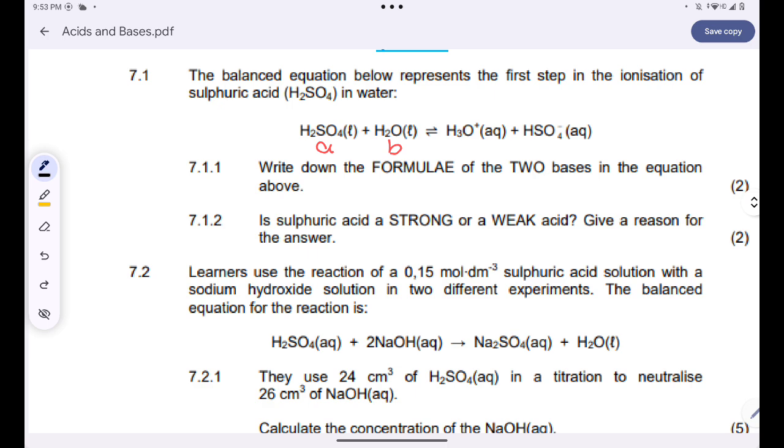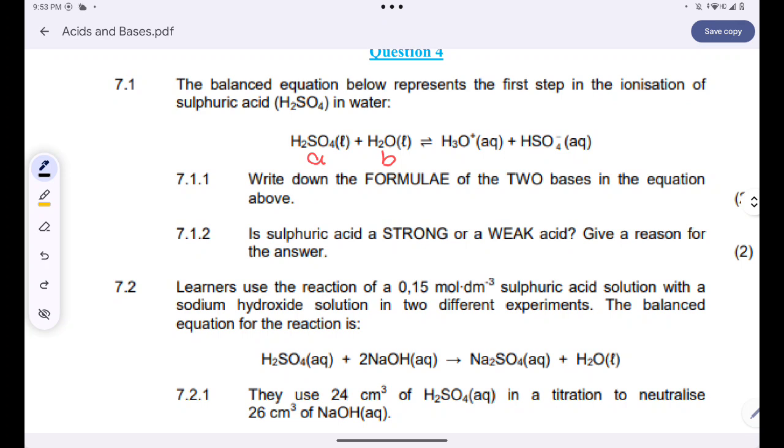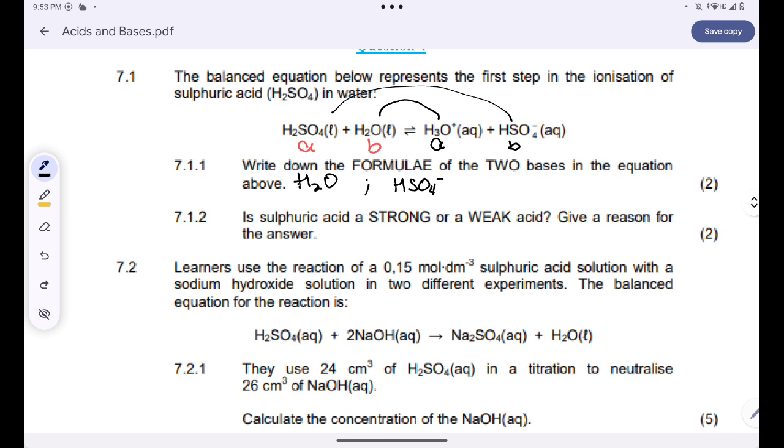And then whenever you focus on the reverse reaction, H3O plus will become H2O by giving away a proton. So this one is an acid now. Are you together? And then HSO4 minus will become H2SO4 by accepting a proton. This will become a base. So the two bases in this equation are H2O and the second one is HSO4 minus.